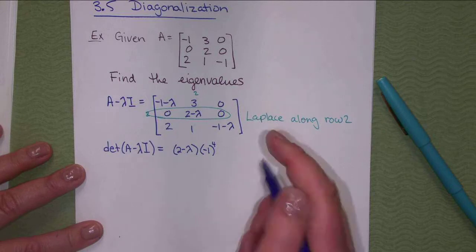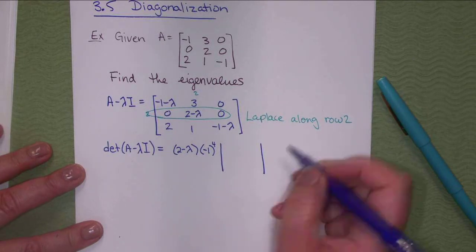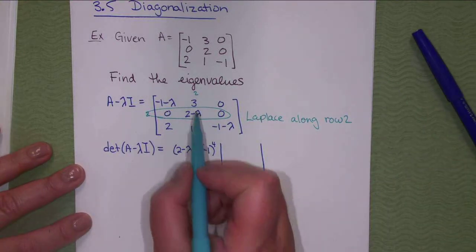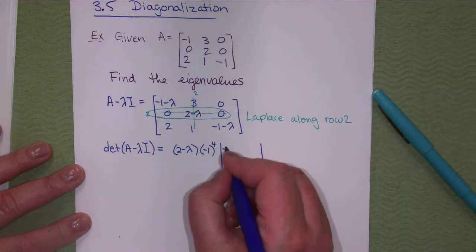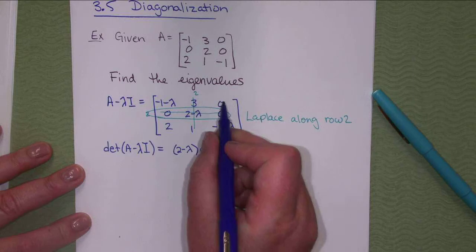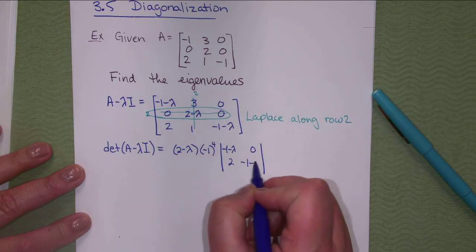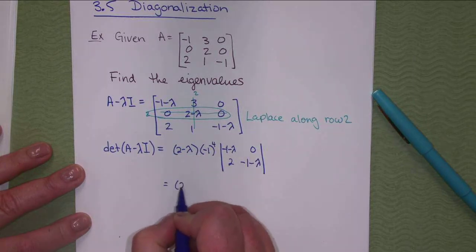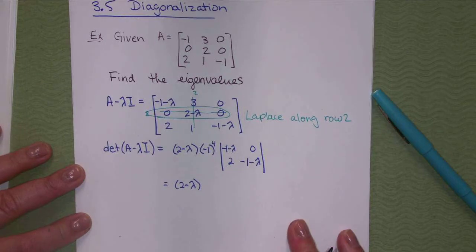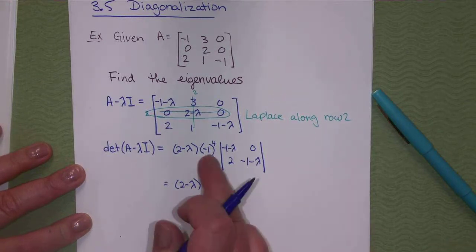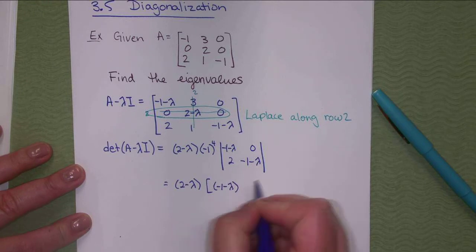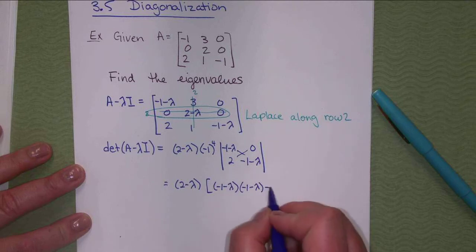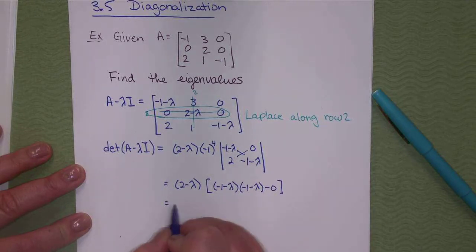So that's a plus sign, times the determinant of the minor. That is found by crossing off that row and that column, and whatever's left: minus 1 minus lambda, 2, and minus 1 minus lambda. So minus 1 to the 4 is just plus 1. And the determinant here is minus 1 minus lambda times minus 1 minus lambda, and then minus 0. And it's already factored.